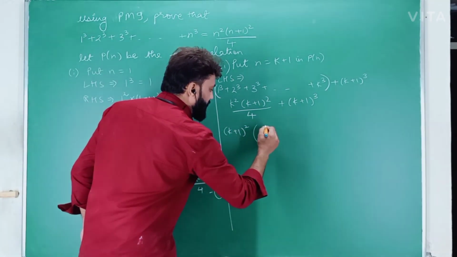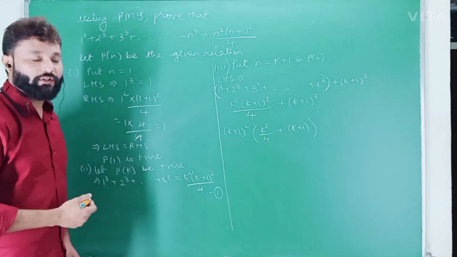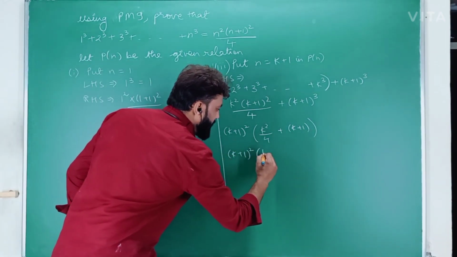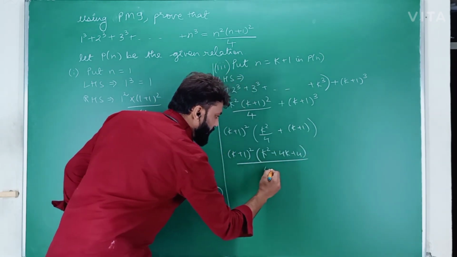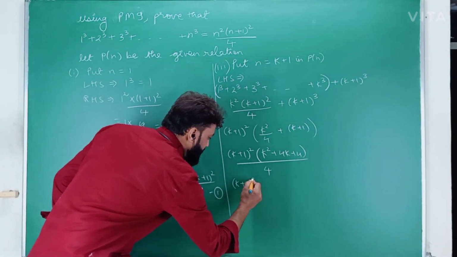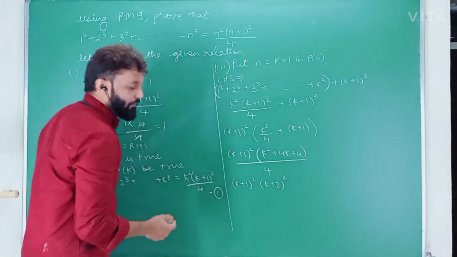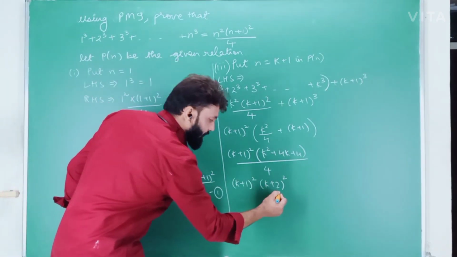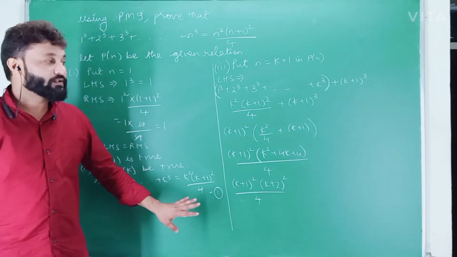Now through this we can take (k + 1) whole square as common. What will be left? k square upon 4 plus (k + 1). This will be left. After taking LCM, this will become (k + 1) whole square, (k square + 4k + 4) whole upon 4. As you can notice, you can clearly write this as (k + 1) whole square (k + 2) whole square, because this is a square plus b square plus 2ab. So this will be (k + 1) square (k + 2) whole square whole divided by 4. So LHS has been completely solved.